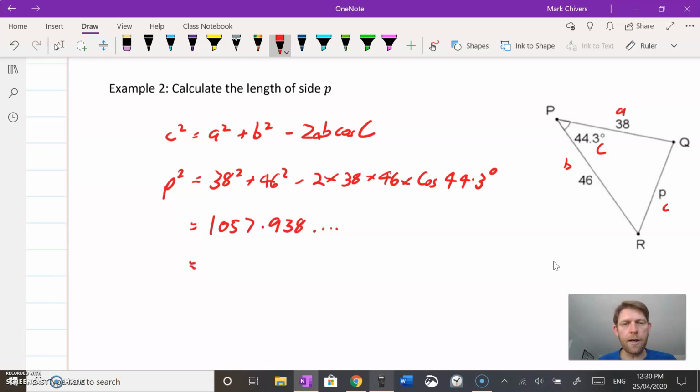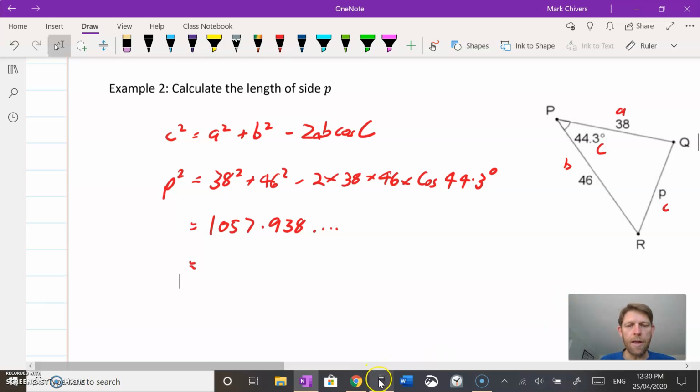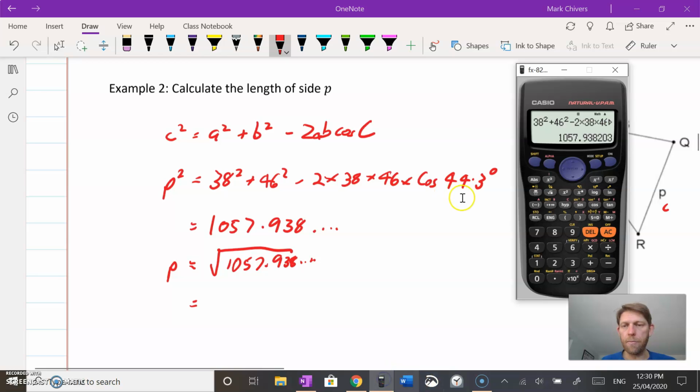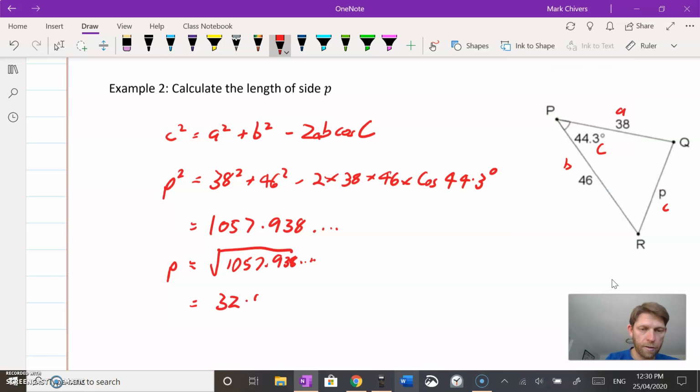The dots just basically say to the person who's reading this, look, there's other stuff after there. We haven't deleted it from our calculator. So obviously that's found what P squared is, but what we want is P. So that's going to be the square root of that 1057.938... We do that by pressing the square root button, then pressing answer to bring up our last answer, and press equals, and we're going to be left with 32.5. Now the units aren't given in the question, so we're just going to say units, not units squared, it's just a distance, so it's in units, and that's to 1 decimal place.